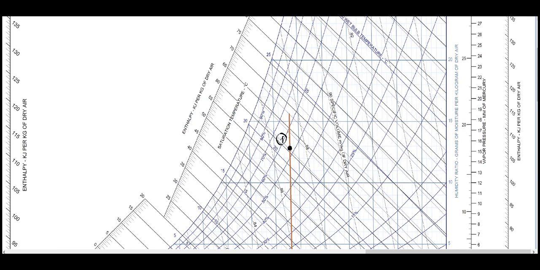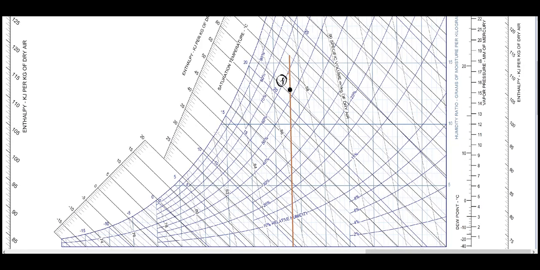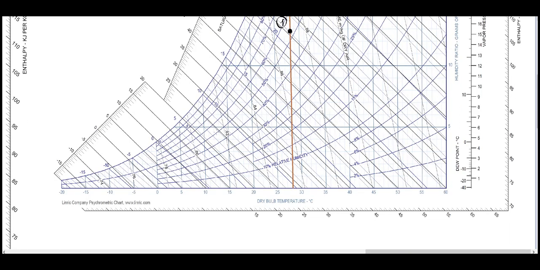Where our dry bulb 2 is 12.5 degrees Celsius. So that is 12.5, so that will be 10, 11, 12. So it is in between 10, 11, and 12 here, passing here.